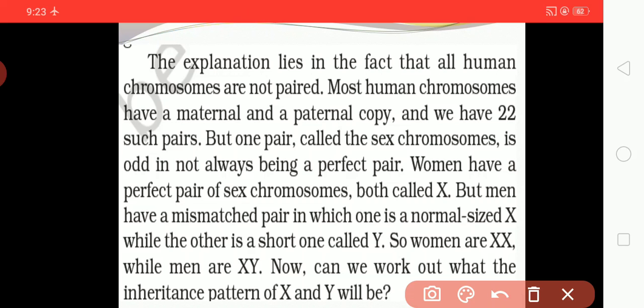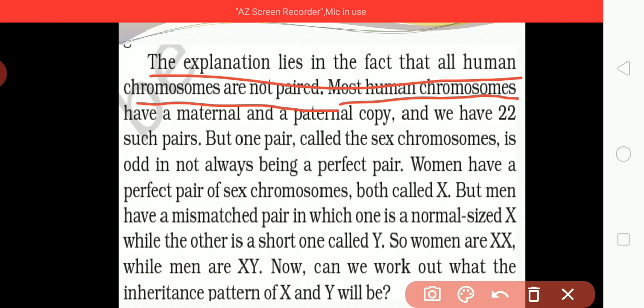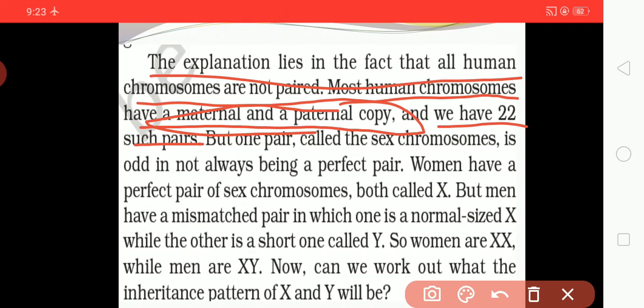lies in the fact that all human chromosomes are not paired. Most human chromosomes have a maternal copy and a paternal copy. And we have 22 such pairs. How many pairs are there? There are 22 pairs.